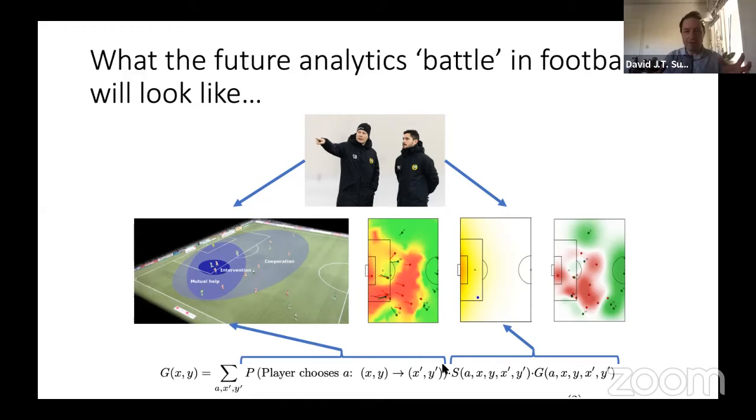And so some teams will have better models than others. Some coaches will be more engaged in using this type of stuff than others. And there'll be a kind of analytics battle which is very much concentrated on who has got the best model and the best tactical understanding of football. So that's maybe a sort of controversial look into the future, but that's how I see the future of this type of stuff.